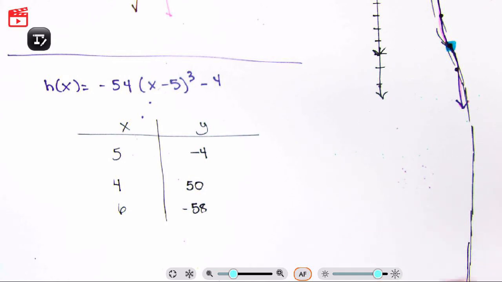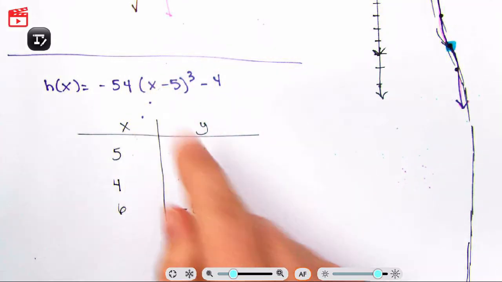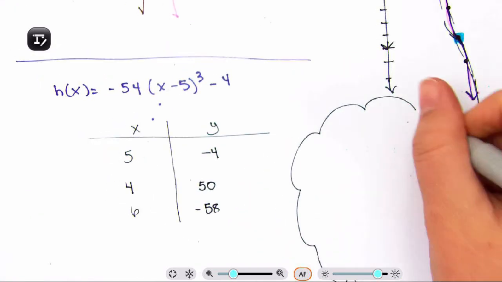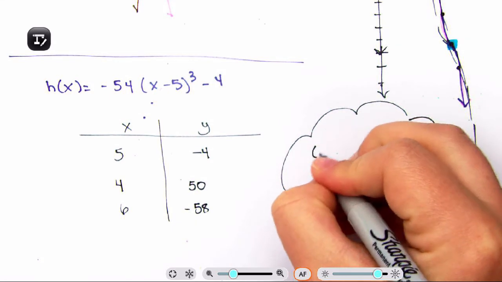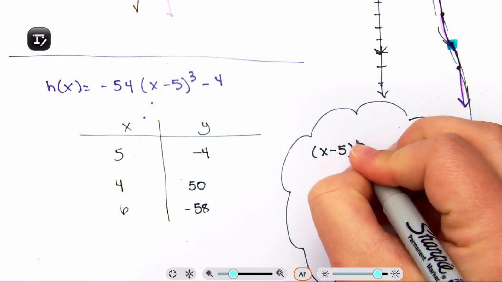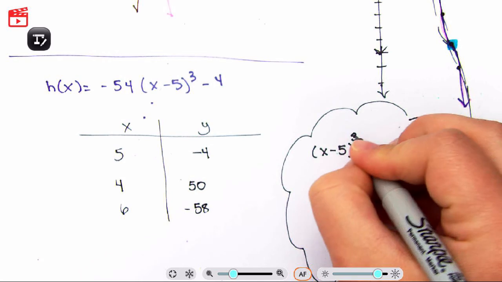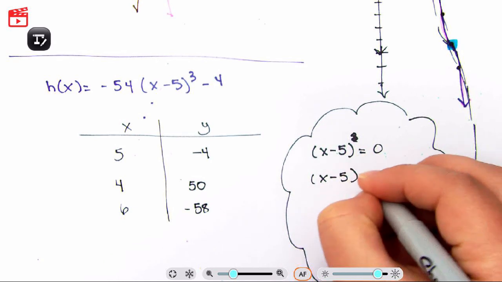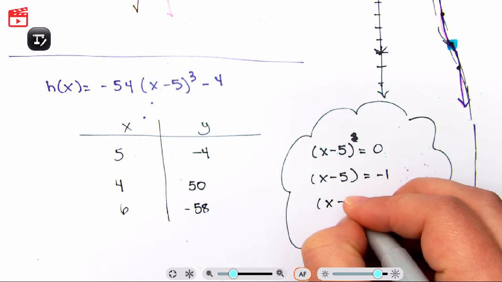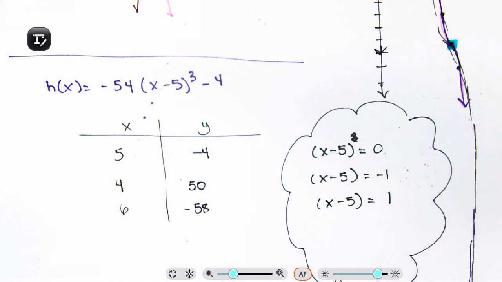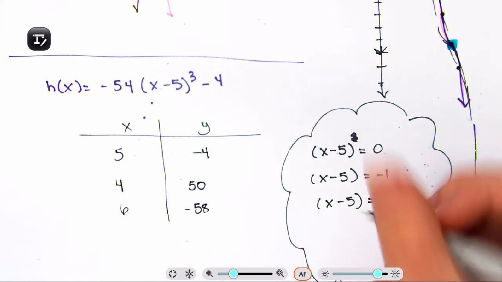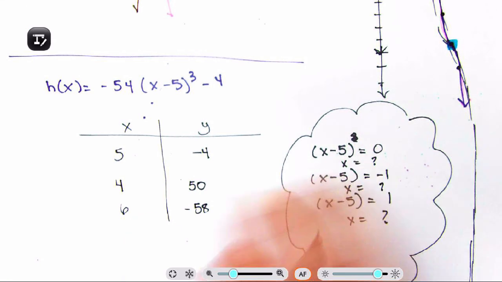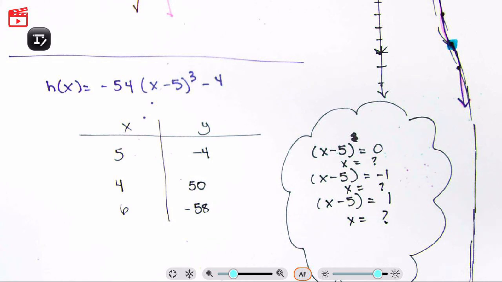You want 1, you want 0, and you want negative 1 in here. Another way that you can figure that out, here's a thinking bubble. Let's say you want 1, 0, negative 1. So let's do x minus 5, cubed. I just want the bubble to equal 0, I want the bubble to equal negative 1, and I want the bubble to equal 1. So you would solve each one for x, and then you would use those x values as your pretty numbers or pretty points.